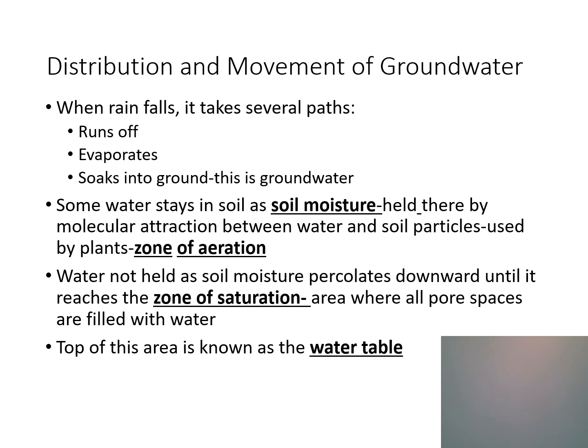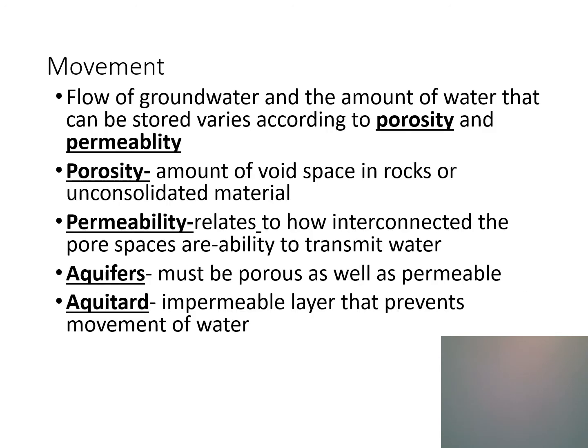And the top of that is called the water table. And the water table can move up and down depending on the weather. When it's really, really dry, the water table will drop. We know all about that here in California. When we get a particularly rainy time, the water table will rise.